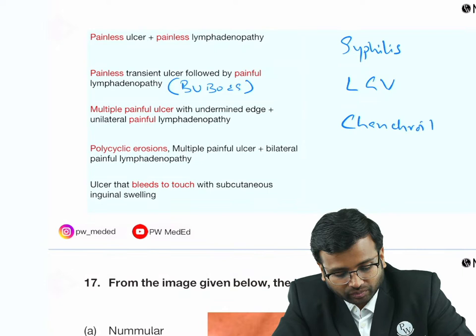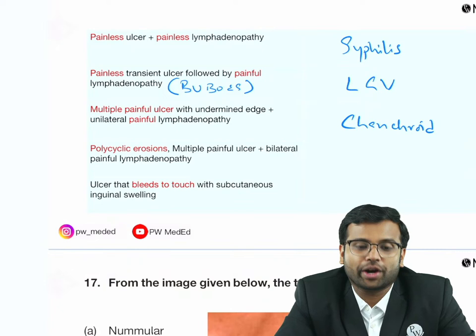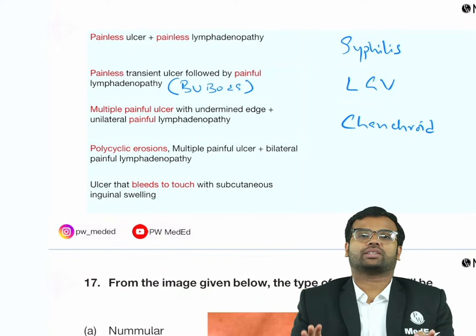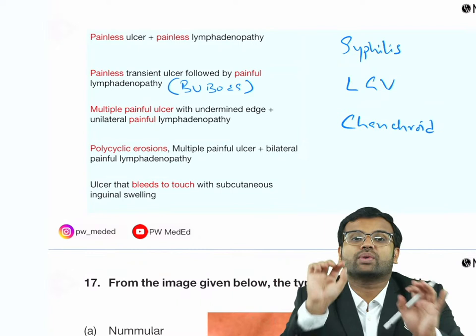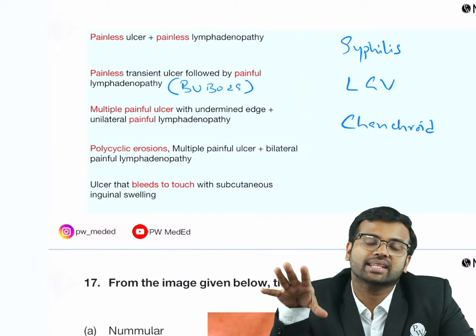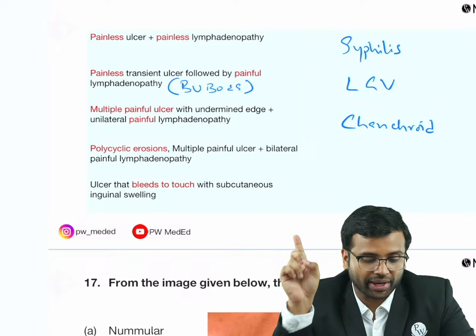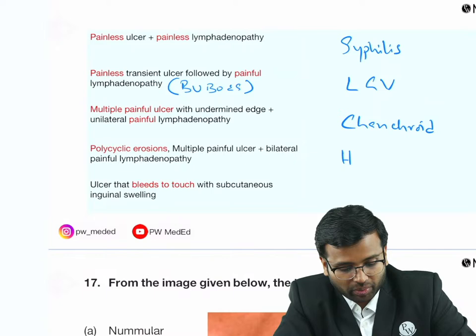Next one, where do you find polycyclic erosions? Just imagine that the patient has got multiple vesicles in the genitalia. These vesicles have ruptured to form polycyclic erosions, and these have become multiple painful genital ulcers with a painful lymphadenopathy. So what is the answer here? So this is going to be herpes genitalis.